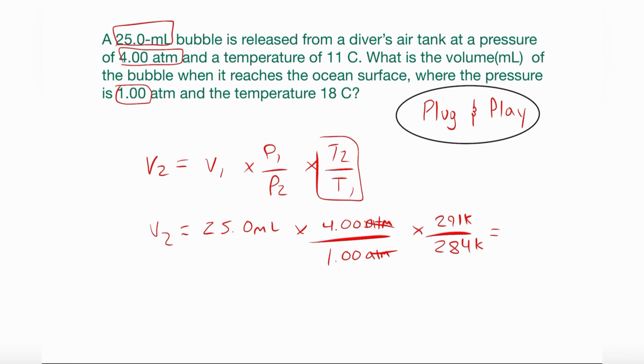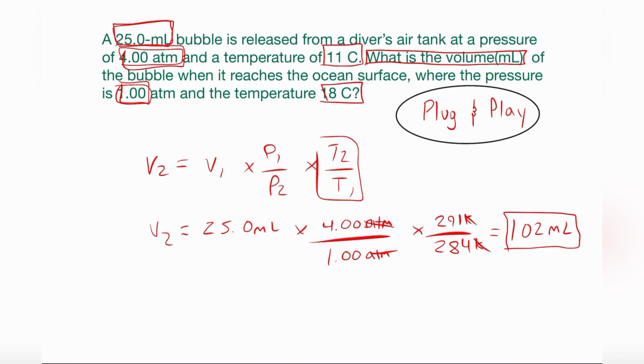And all of these will cancel out as far as the units. And if we multiply across using our trusty calculator, we get 102 ml, which is our answer. And that is it, guys. This is how you will solve a combined gas law equation. So we have the initial volume V1, P1, P2, T1, T2, and the V2, or second volume, is what we're looking for.